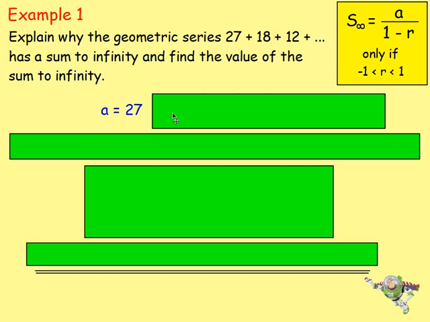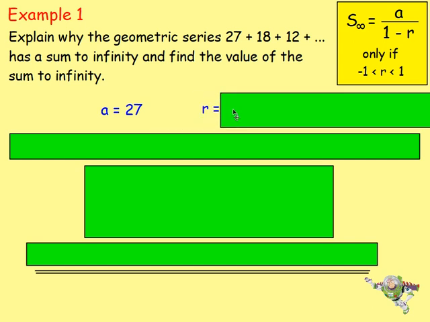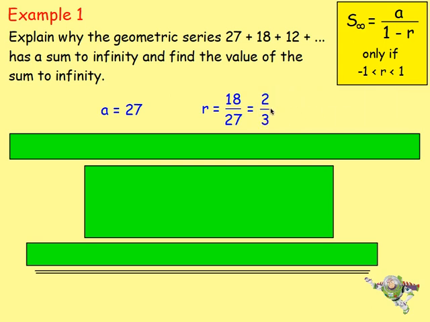The ratio, we need that. What is our common ratio? Well, remember, to get the common ratio, what you can do is you can divide the second term by the first. So we can do 18 over 27. And if we simplify that, we end up getting 2/3. Perfect.